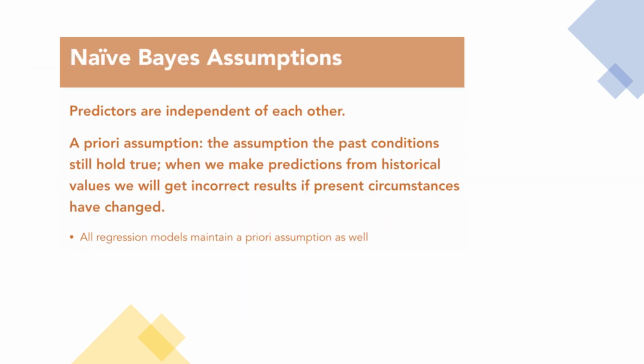In terms of the assumptions of the naive Bayes model, naive Bayes assumes that your predictors are independent of each other. It also holds an a priori assumption. This assumption is that past conditions still hold true. Basically, when we make predictions from historical values, we will get incorrect results if present circumstances have changed. A little note that I wanted to add here is that actually all regression models maintain an a priori assumption.